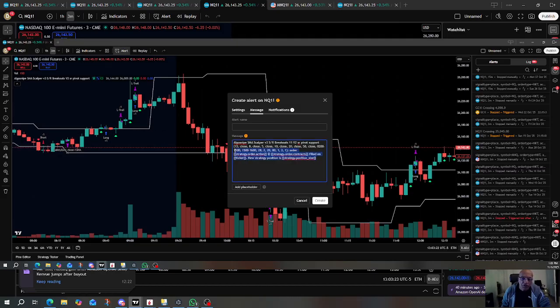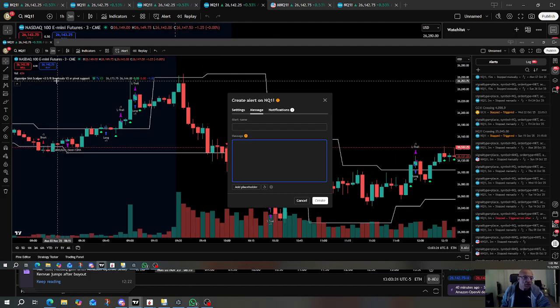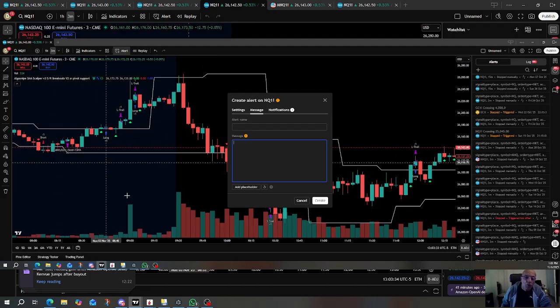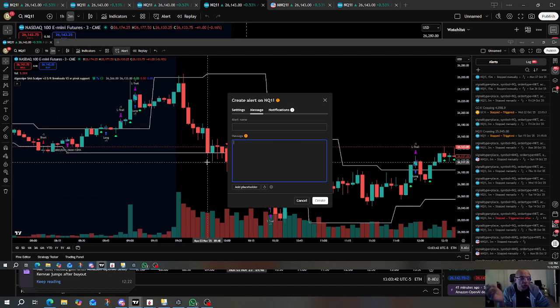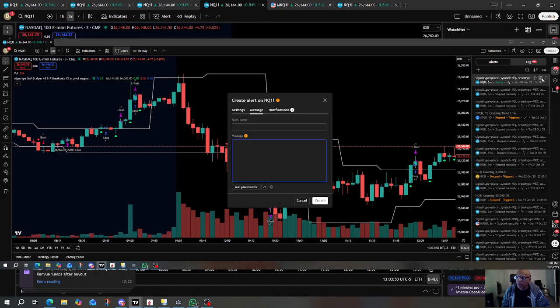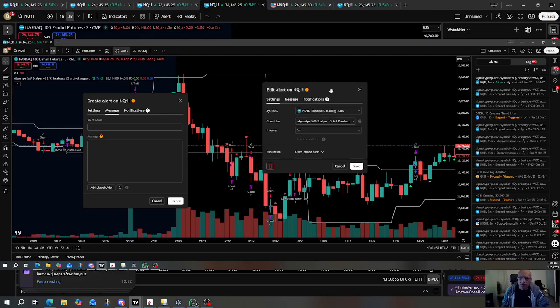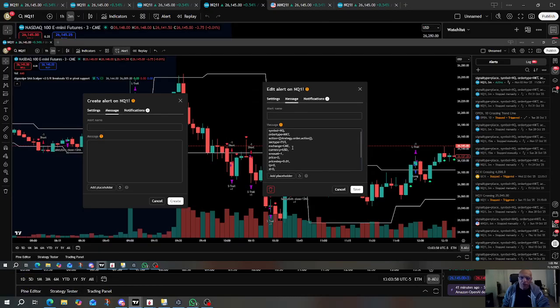Then you've got to set up the message depending on what algo you're using, because everybody has a different algo. You can use a webhook for any message, depending on what strategy. The ones I use, you guys all know the software that I use. For that software, I need a different message, and I'm going to show you that one. I already have one set up here. This is the message that I need to set up for the software that I have.